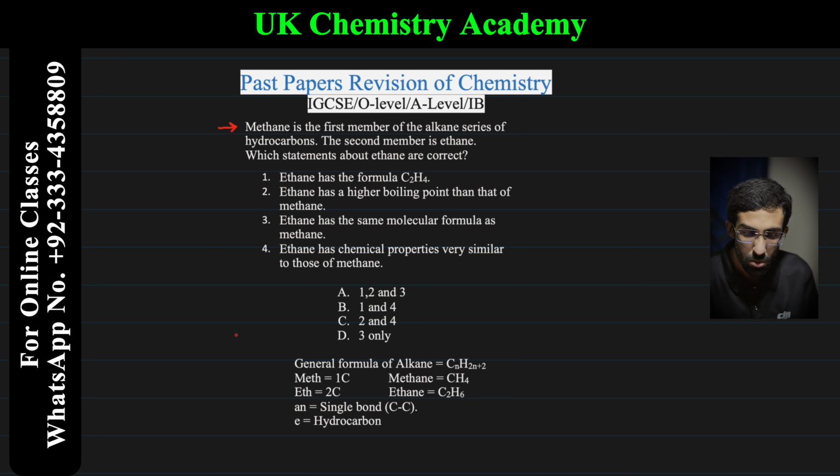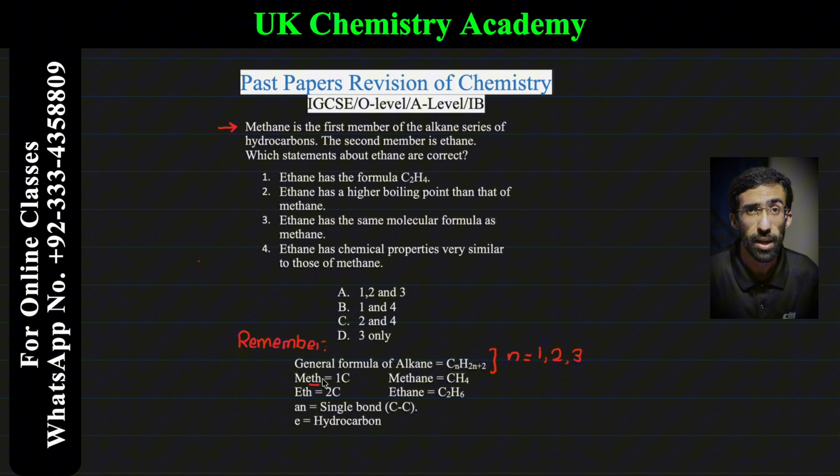First of all, you must remember these points. The general formula of alkane is CnH2n+2. Here n is the number 1, 2, 3, simple integers. The word meth in methane shows that it consists of only one carbon atom. So put the value of n in this formula, and the molecular formula of methane comes out to be CH4.